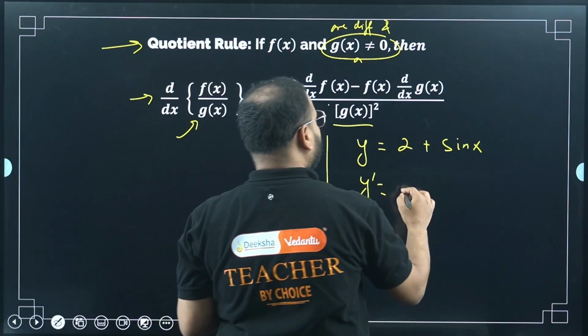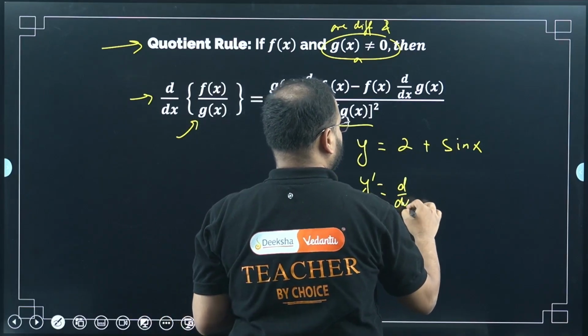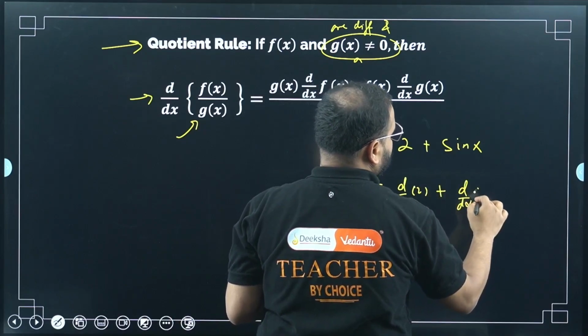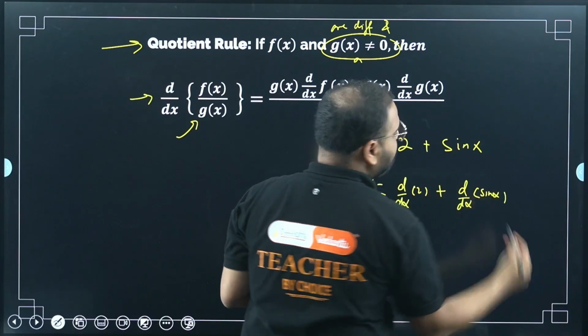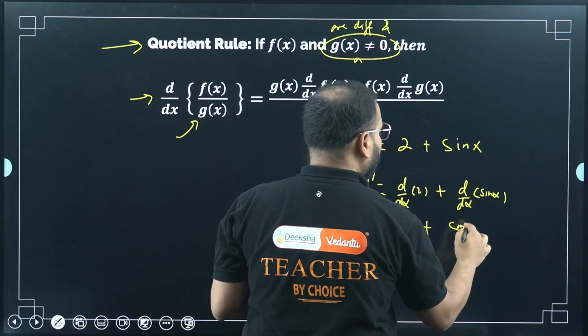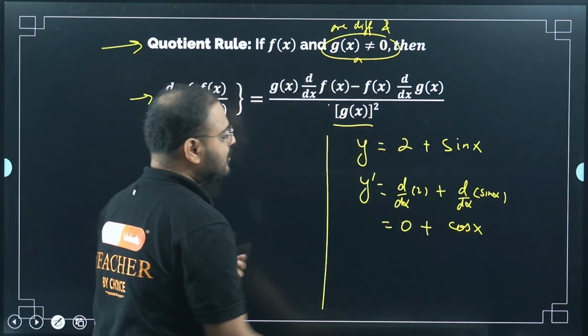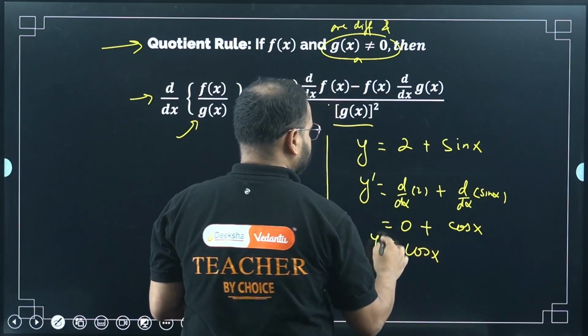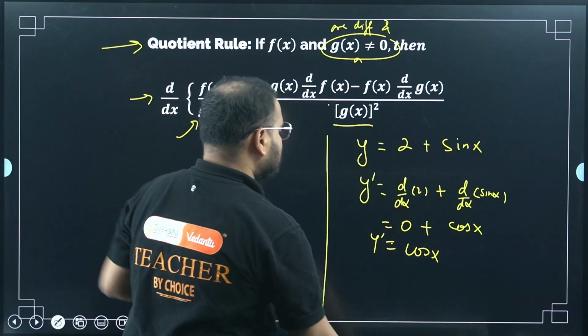This will become the derivative of 2 plus the derivative of sin x. The derivative of 2 will be simply 0, and the derivative of sin x will be simply cos x. What's my answer? 0 plus cos x is cos x.